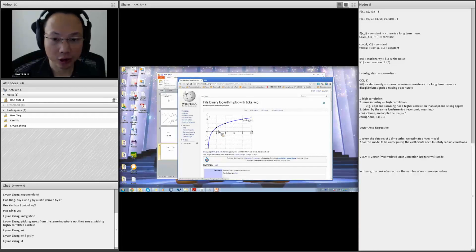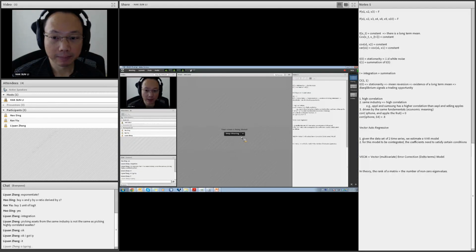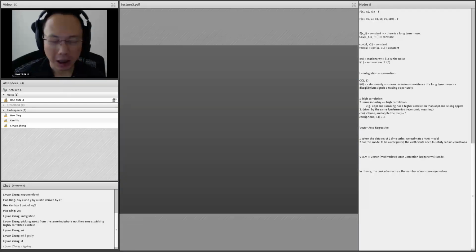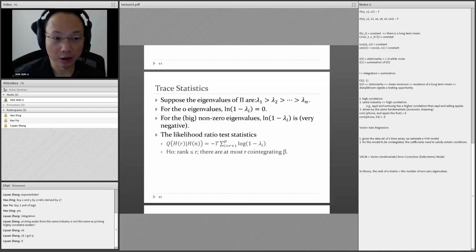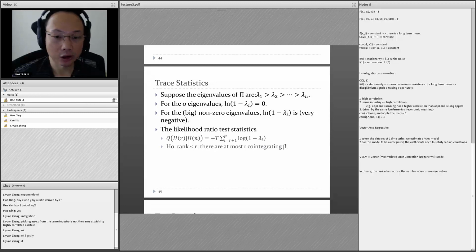Now we use this observation to check whether something is 0. When lambda is very close to 0, then this log term is close to 0, because log 1 is 0. But when lambda deviates from 0, this term becomes very negative, approaching minus infinity very quickly. So we sum up all these values and get a statistic. The more negative it is, the bigger the rank.